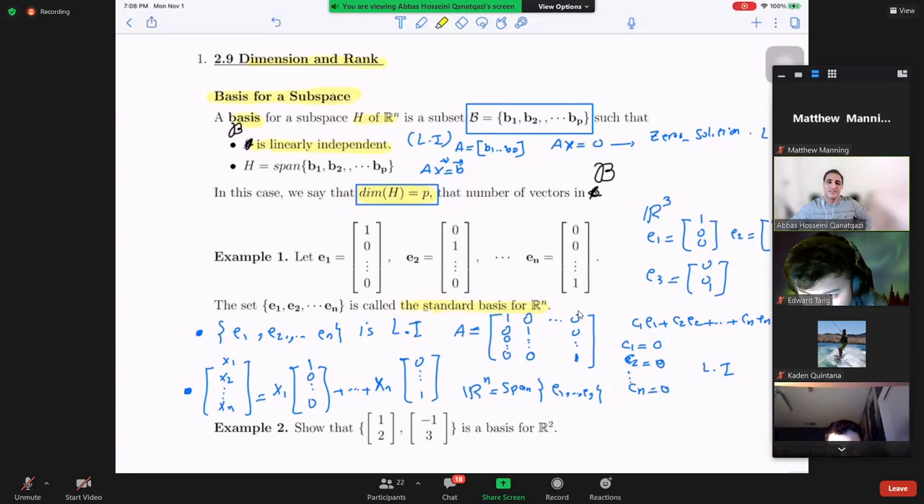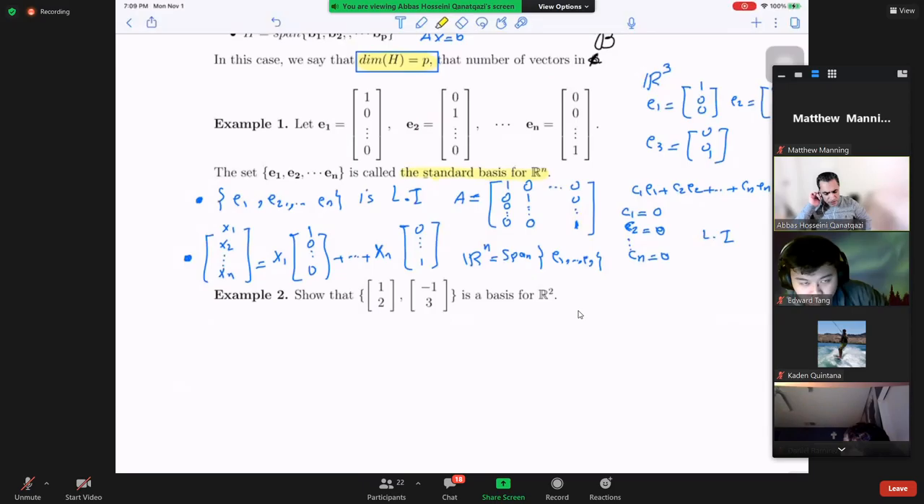And also the other thing, the second condition: Rn is spanned by this Xn, because if you choose any vector x1, x2, and xn in Rn, it can be written as the linear combination of e1, e2, and then en, which means that Rn is spanned by those vectors, and then it is a basis. So in Rn, the dimension of Rn should be n.